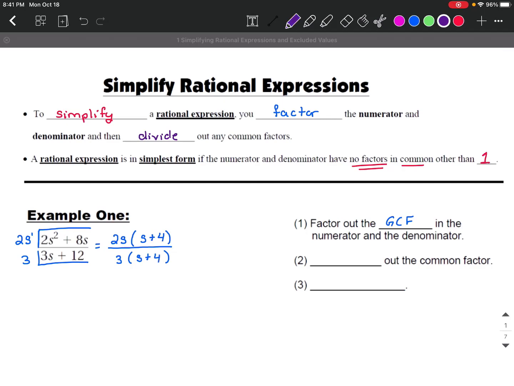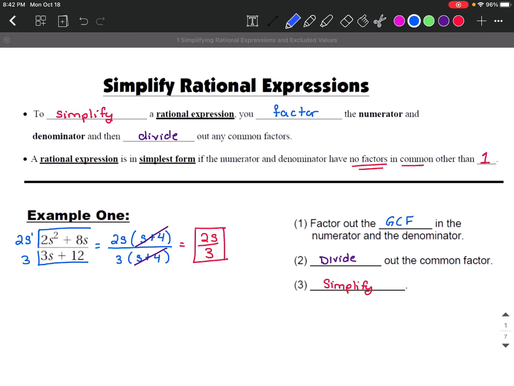Okay, so now we have it factored. The next step is to divide out the common factor. Notice on the top we have an s plus 4, and on the bottom we have an s plus 4. They are an exact match. Because it's an exact match in the parentheses, we can divide them out to 1. And the last step is to simplify. We have a 2s in the top, and we have a 3 in the bottom. Notice there's no number that goes into 2 and 3 other than 1, and only the top has an s, so they have nothing in common.